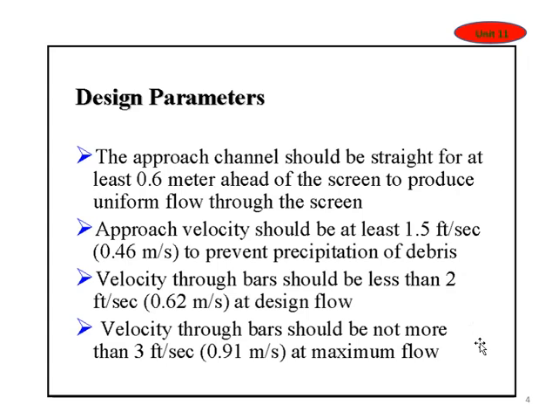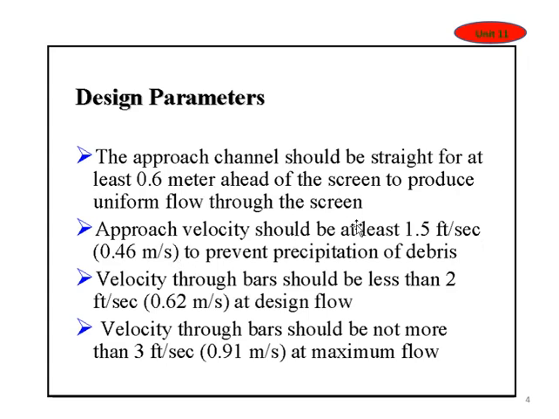When we design the bar screen, there are a few things we should keep in mind, like the design criteria and the standards. The approaching channel should be straight. Approaching channel means the wastewater coming towards the bar rake should be straight. If it is curved, then the flow of the water will reduce, right? And this channel length should be at least 0.6 meter before the screen. So it will provide a uniform flow through the bar. And the approaching velocity should be at least 1.5 feet per second, or 0.46 meter per second.